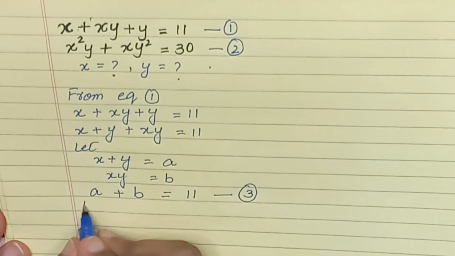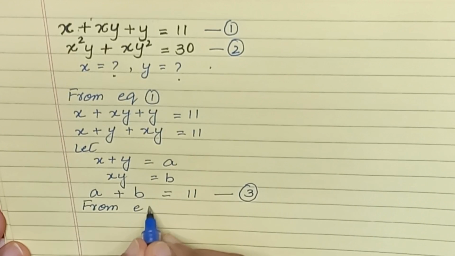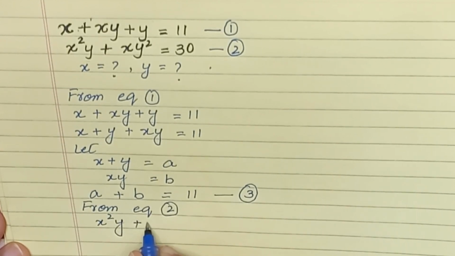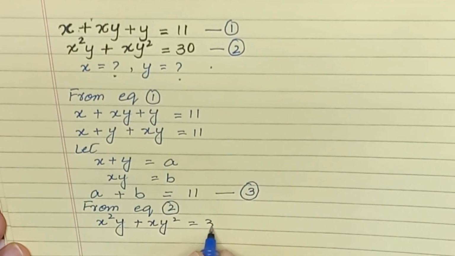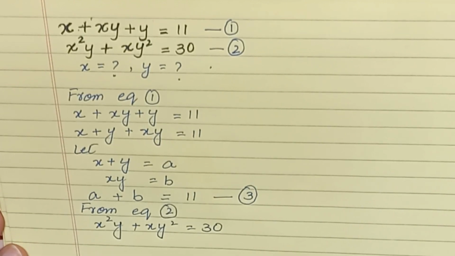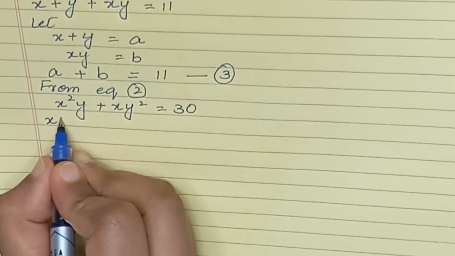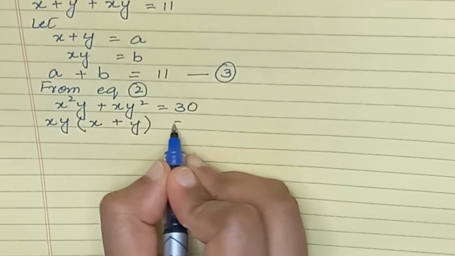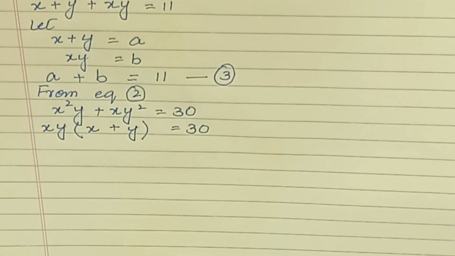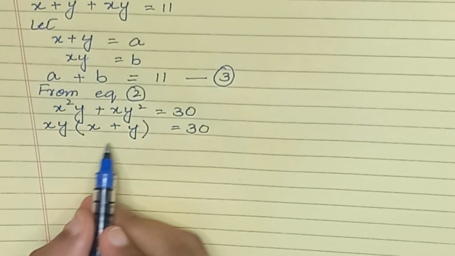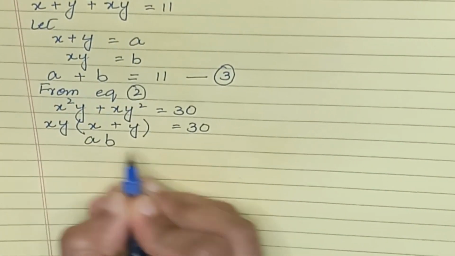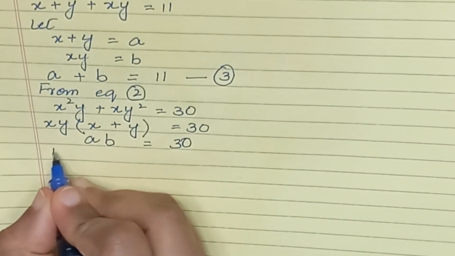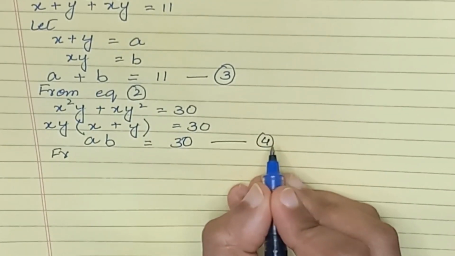Now from equation 2, x square y plus xy square is equal to 30. From these two terms, x and y is common here. So we have left x here and y here, so it will become xy times x plus y, which is equal to 30. And we have already supposed that x plus y is a and xy is b, so it will become ab is equal to 30. We will name it equation 4.